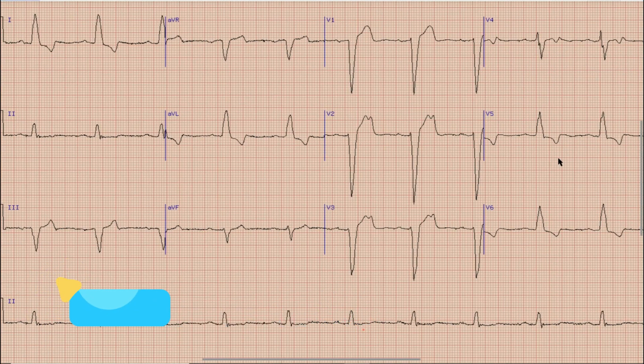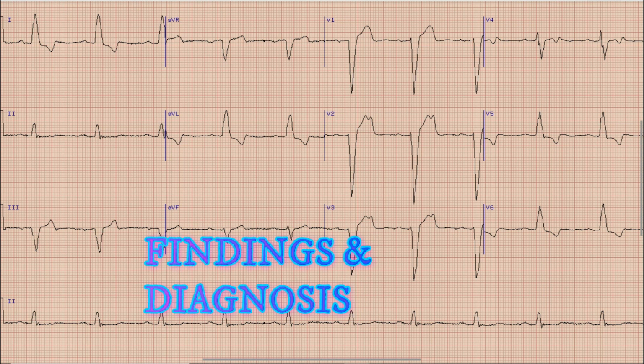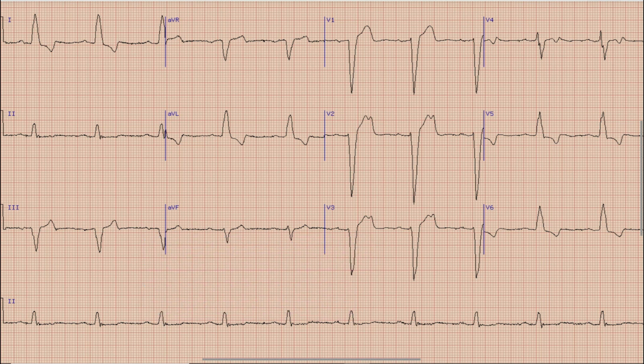This is the ECG which we are going to discuss today. As always, this is another interesting case. But before starting the discussion on ECG, I would like you to pause your videos, note down the findings and diagnoses yourself, and at the end of the discussion, compare your findings with what was discussed in this video. So let's begin the discussion on this ECG.